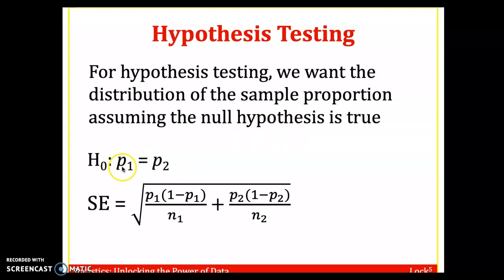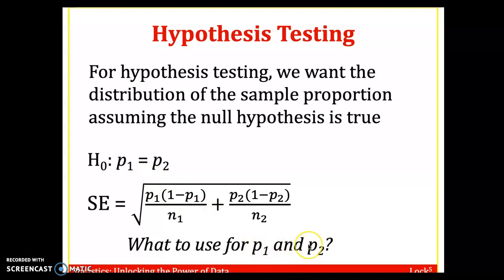So our null will be that P1 equals P2. Or in the last example, I'll write this as PM equals PW. The standard error formula is still the same, but we don't have a P1 or P2. So the question becomes, well, what do we use for P1 and P2?